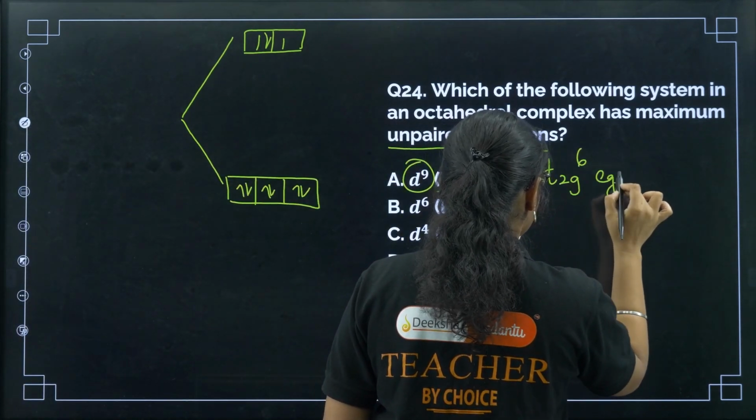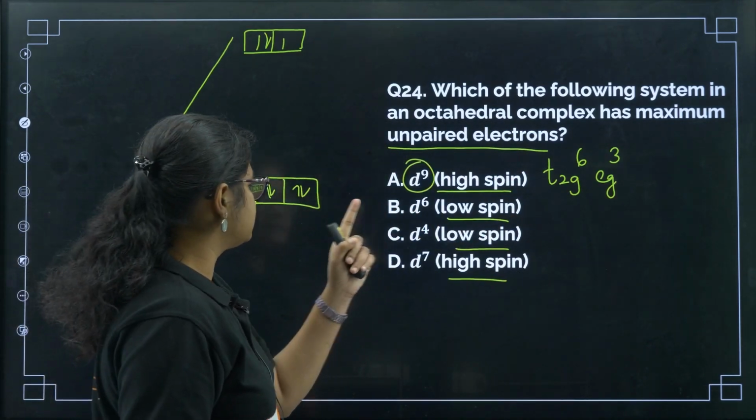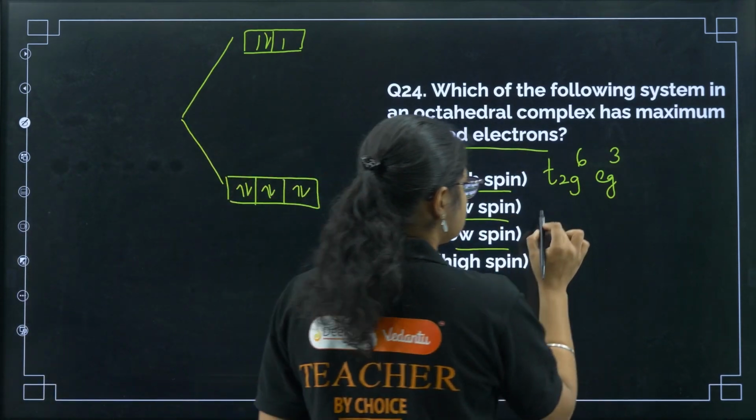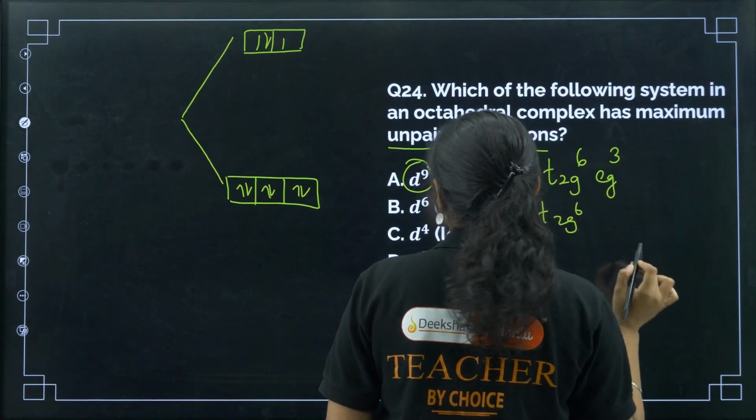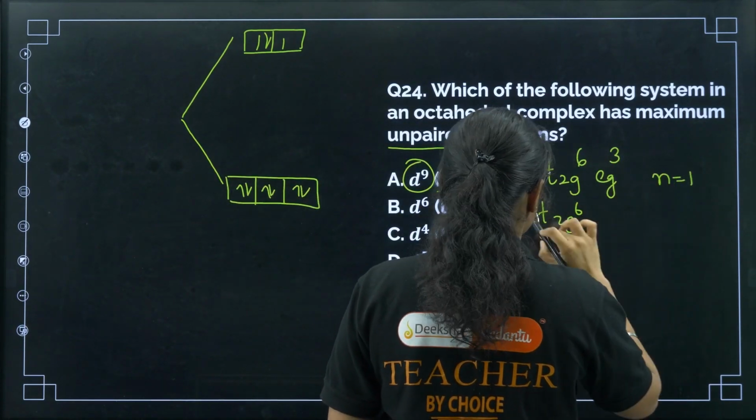T2g6, eg3. Okay, that is the first thing. Then d6 low spin will be only t2g6. So in this t2g6 eg3 I have one unpaired electron.